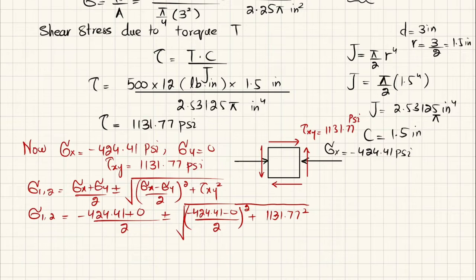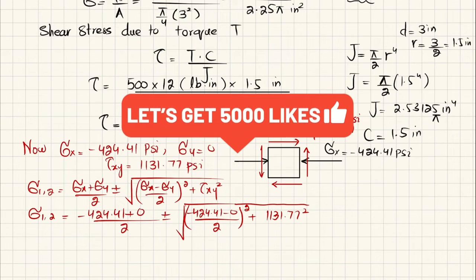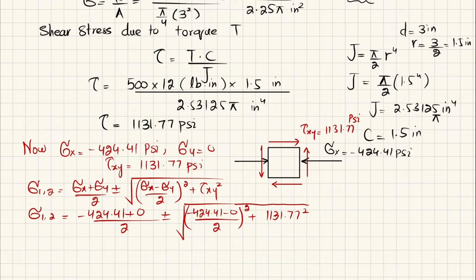When you take the plus sign, this will give you sigma 1, and you can solve this yourself due to limitation of space. Sigma 1 is 939.28 psi, and when you take the minus sign, you will get sigma 2, which comes out to be minus 1363.70 psi. So these are the principal stresses.